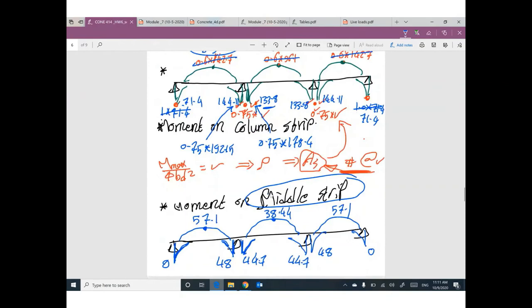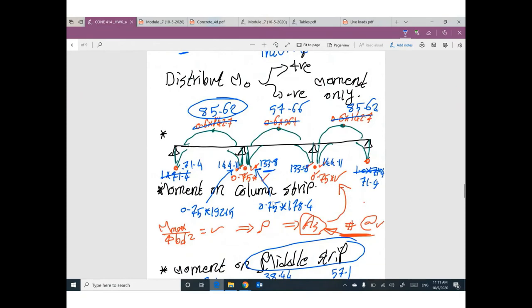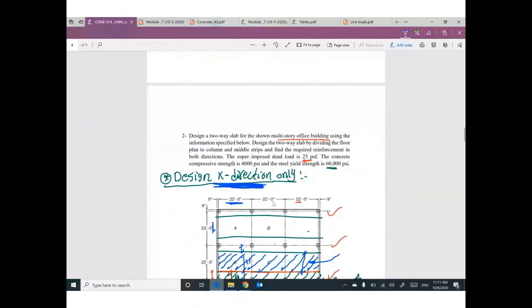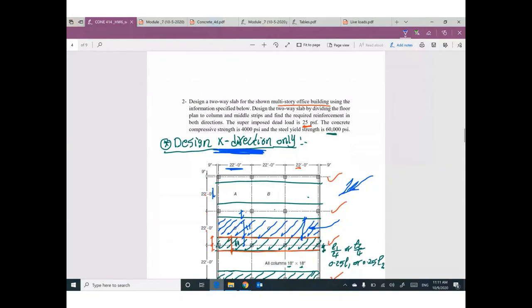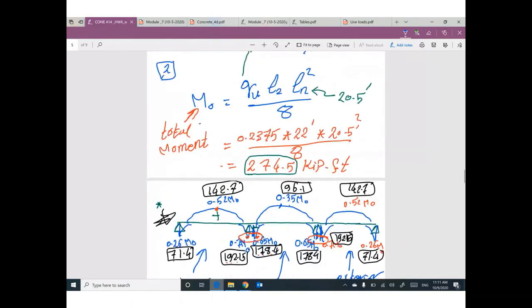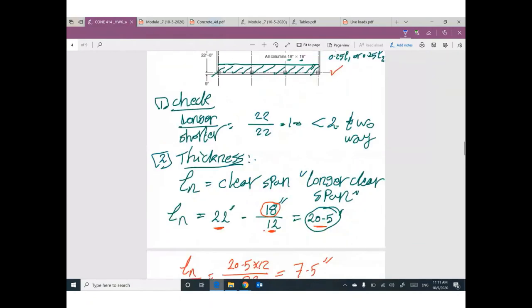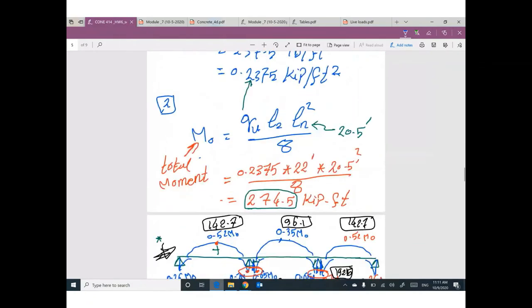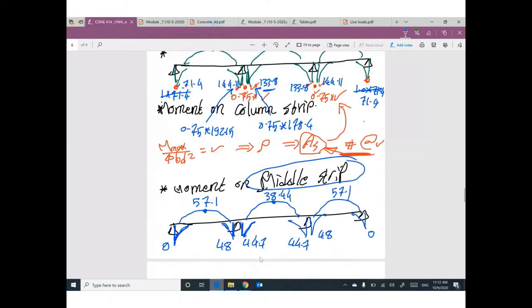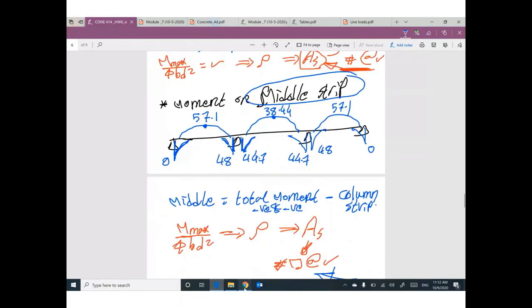But just in case you need them in the future, because sometimes during the exams of professional engineer, probably he will give you this plan and ask you what is the value of moment at this column strip at this location. So you need to do all of this calculation in your mind to give him the final answer for the moment at the column strip at the middle. Where is the column strip? Here you go. It will be 57.66. Piece of cake.